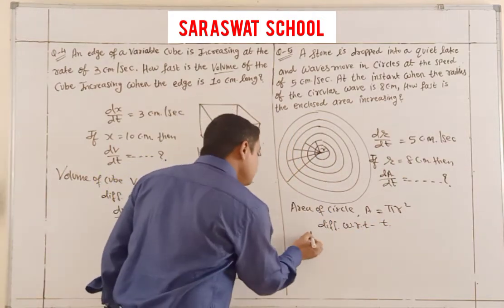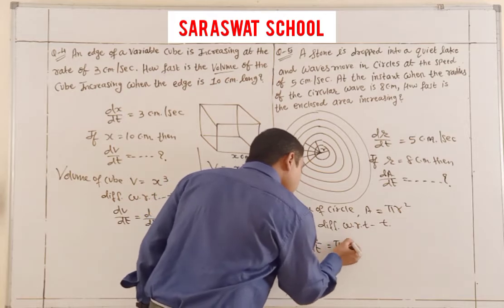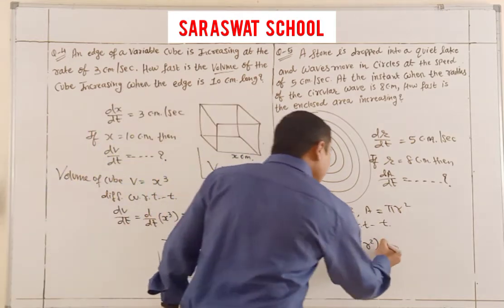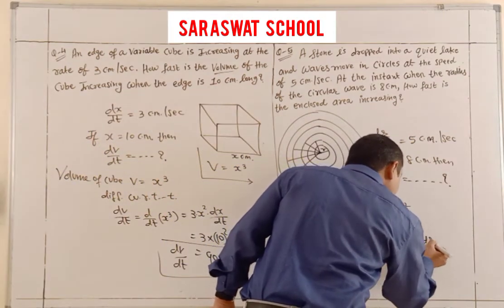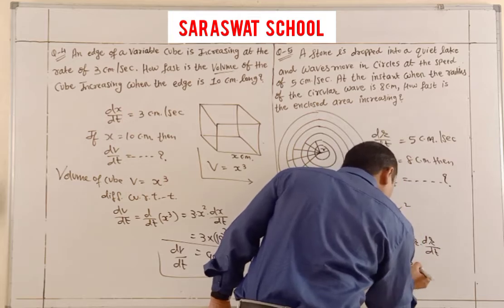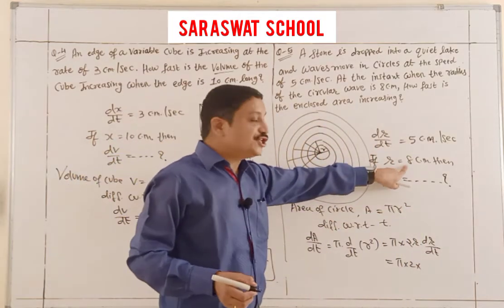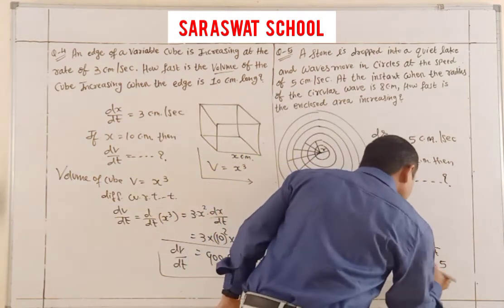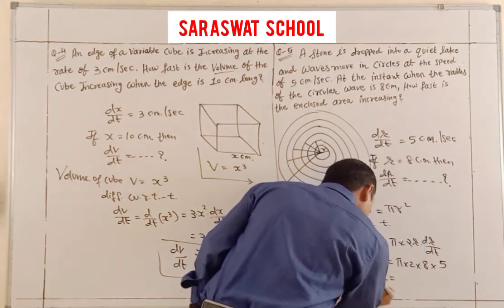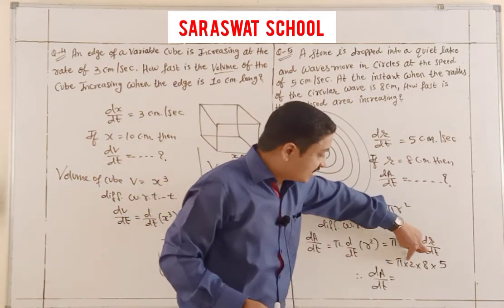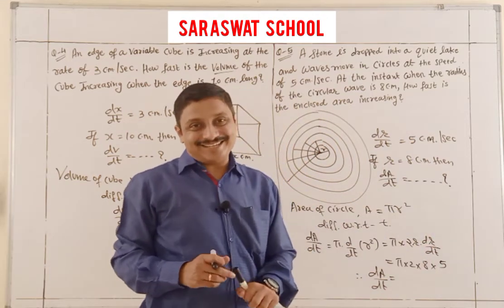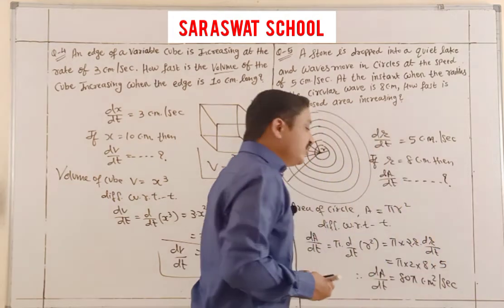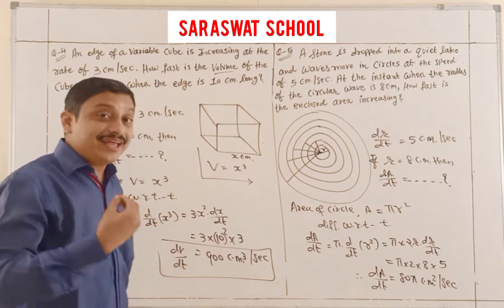So dA versus dt, pi d by dt of r square. And students find it is 2r dr by dt. So pi into 2, what is the r? Initially r is given 8, and dr by dt is also given 5. So students, generally your answer is finished here. dA by dt, 5 tens are 10, 8 tens are 80, so 80 pi centimeter square per second. Every second your area is increased.